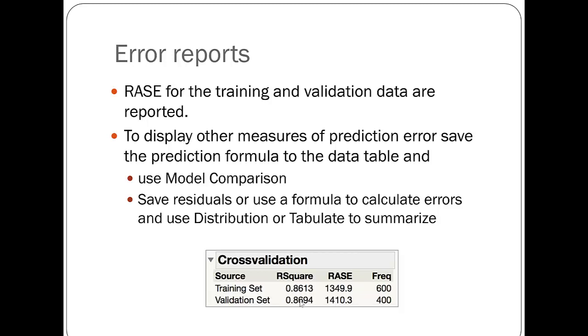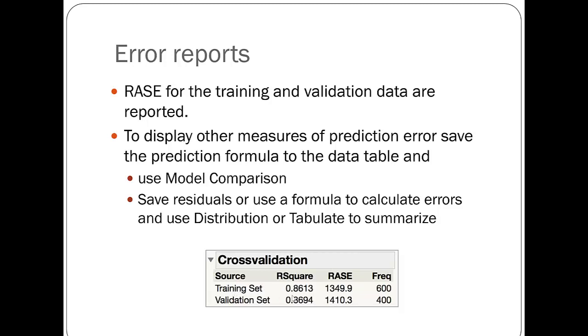Where you tend to have problems is when the training set gets very, very small error and high R-squared, and then on the validation set you have very high root average square error and a low R-squared. That means that you're overfitting in the training set, and that is probably a bad model.